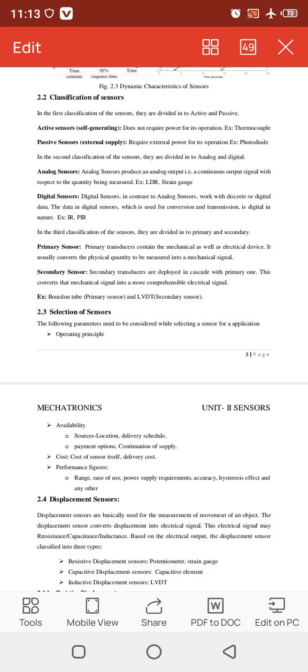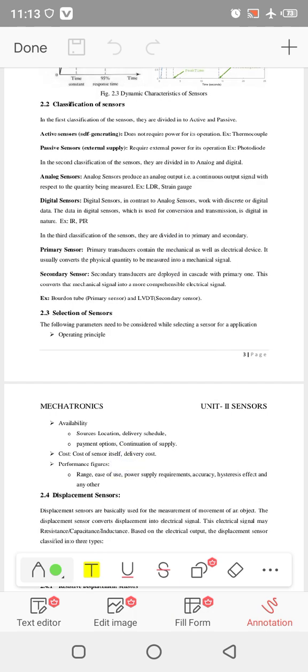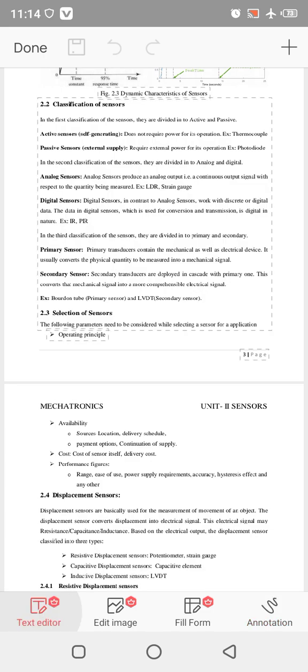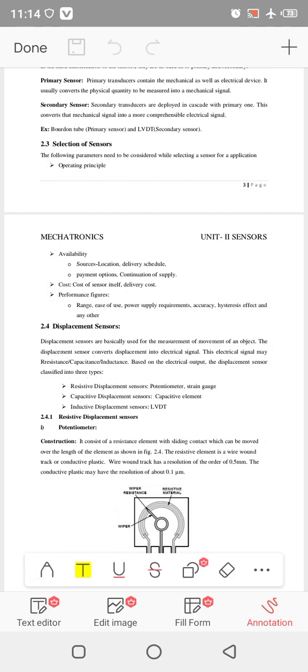This one expresses selection of sensors and displacement sensors. Let us start with selection of sensors. This is our today's topic. When you hear this presentation, if you take short notes, it is a better way to understand selection of sensors in detail.